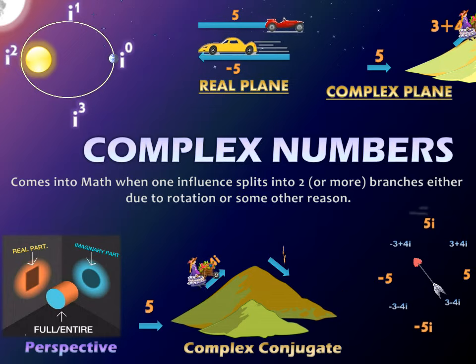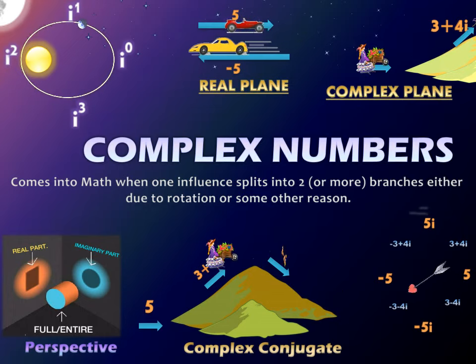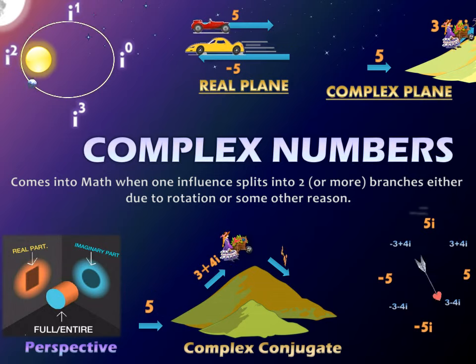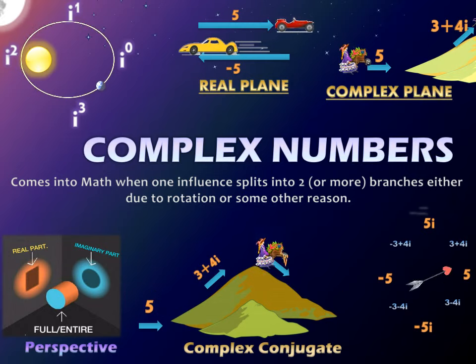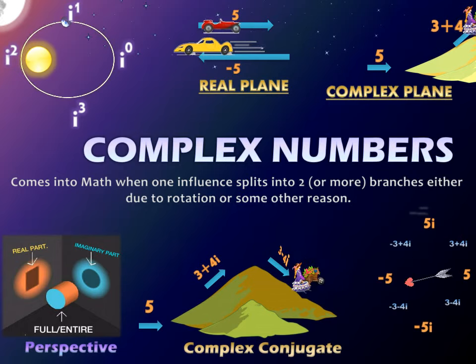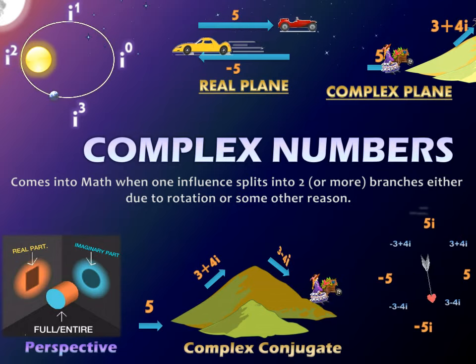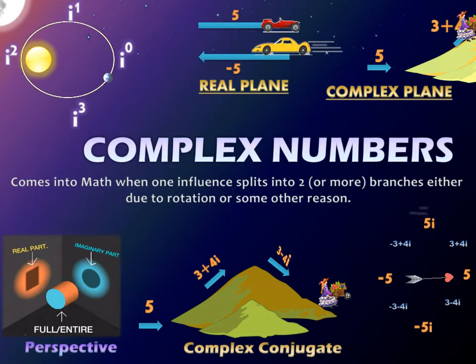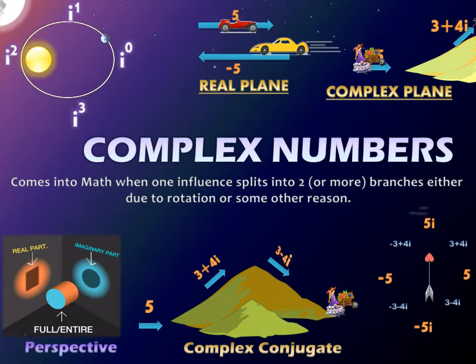The horizontal component, or the component that is parallel to the ground, is the real part. It is denoted by 3. The perpendicular component, which is the component perpendicular to the ground, is denoted by 4i. It is called the imaginary part.